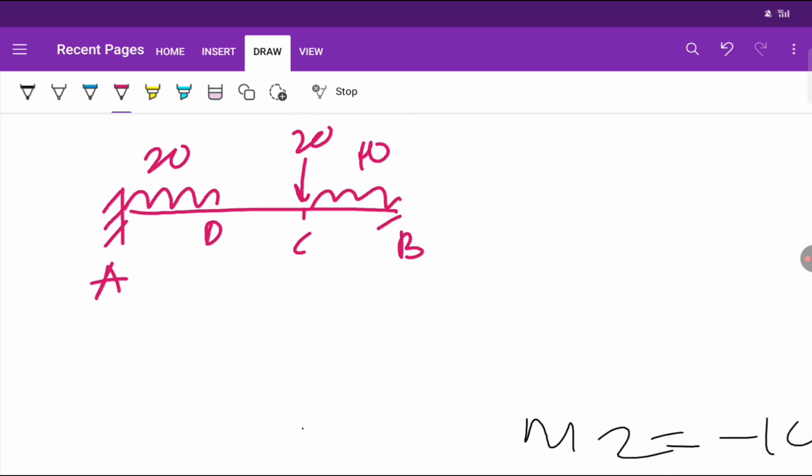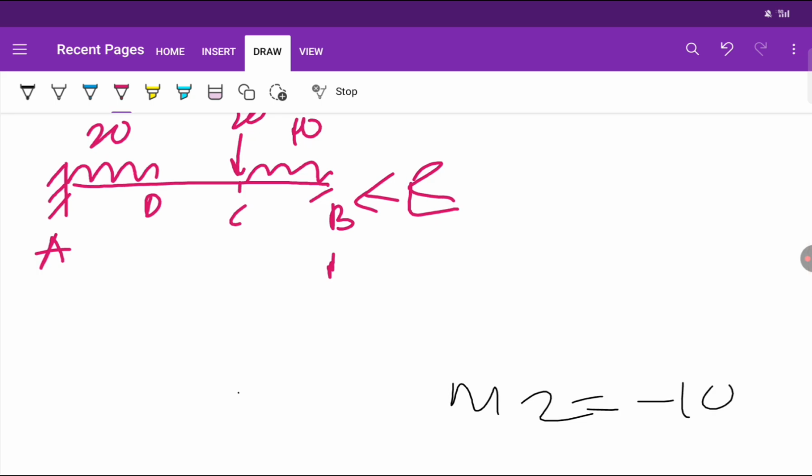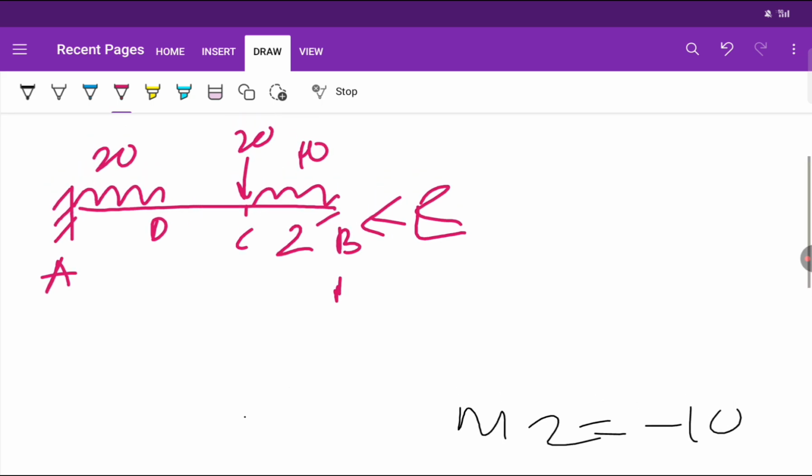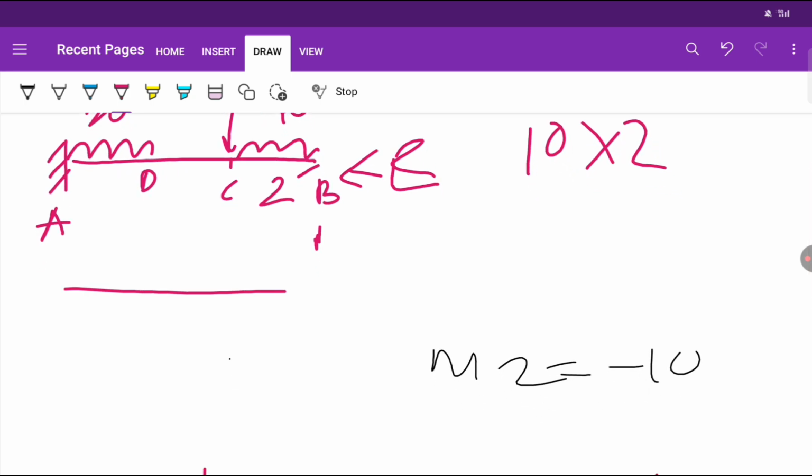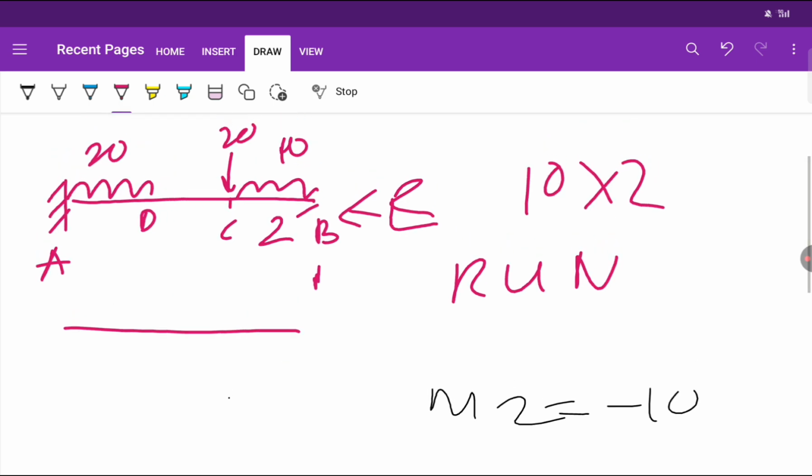So if I want to calculate the shear force, at this point there is no shear force. As you go right to left, then we will have this load. These are 2 meter, so 10 into 2, that is our 20. Here this load is acting downward. Right upward is negative, but the load is acting downward, so it will be positive. So this 20 Newton will be taken as positive.